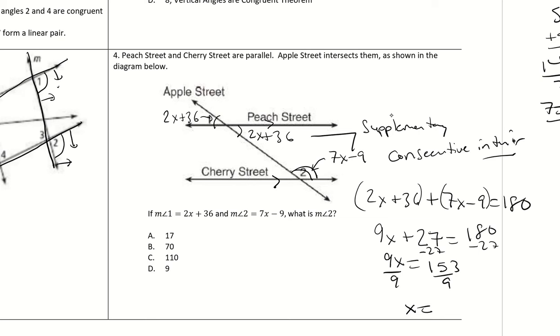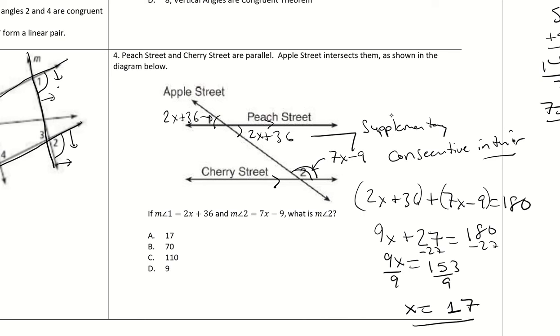And this is divisible by 9. So let's see, 9 goes into 15 once, and then 9 goes into 63 seven times. So we got 17. And that, oh, well, that's the value of x. So we got to be careful here. This is the value of x.